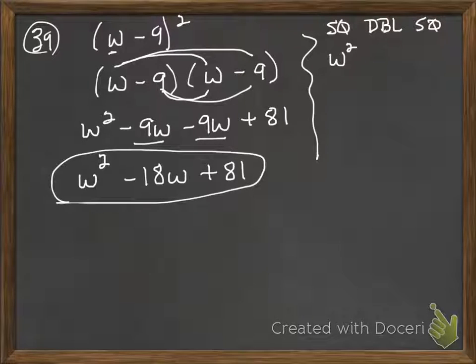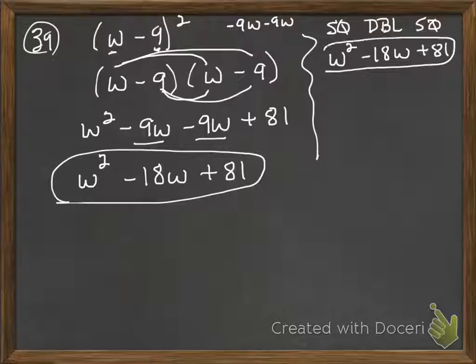W times negative 9 is a negative 9W, and you're going to double that. So it's like you have two of them. And when you have two negative 9Ws, that means you really have a negative 18W. And then you're going to square the negative 9. Negative 9 times negative 9 is positive 81. So this is just a little shortcut for squaring a binomial. You can do it the long way, you can do it the short way, whatever floats your boat, as long as you get the right answer.